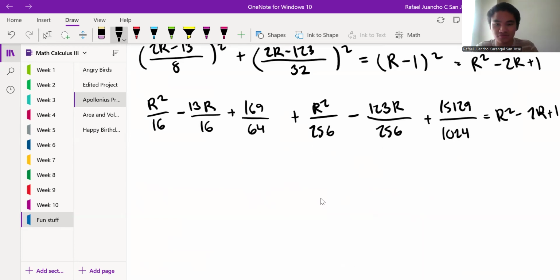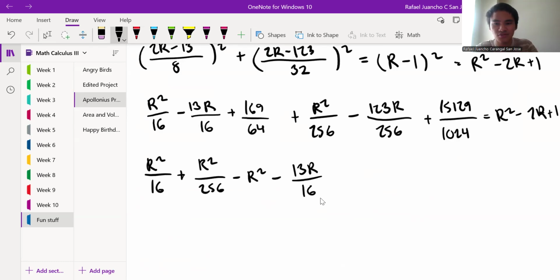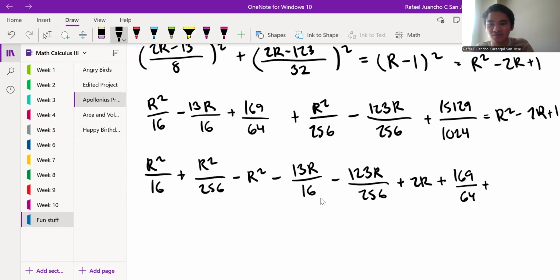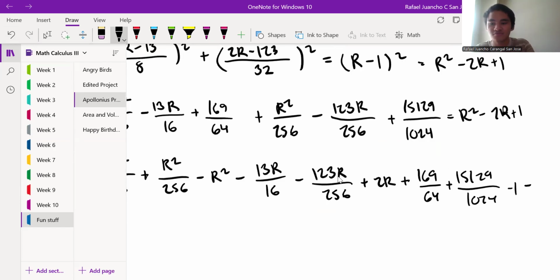Let me find a common denominator, right? I could do that. So what I'm gonna do here is put everything of each degree to where it needs to be, just to kind of keep it organized. Let's do R, and then plus this, the constants in minus 1 equals 0. There we go.